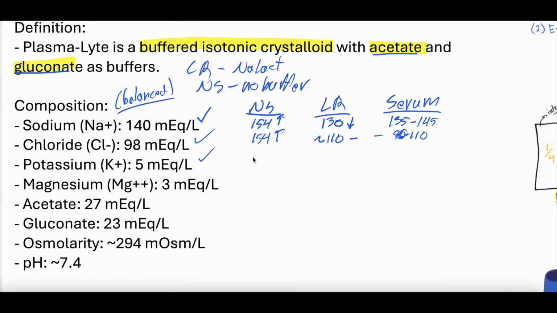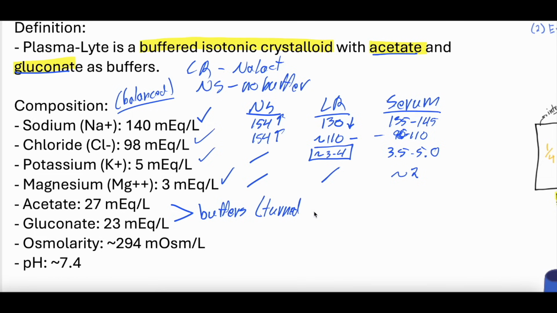Potassium is 5 milliequivalents. Normal saline does not have potassium. LR is about 3 to 4 milliequivalents of potassium. And then the serum potassium, 3 to 5.0. So on the higher end, LR has less potassium than PlasmaLyte, but still physiologic. Magnesium, 3 milliequivalents. Normal saline does not have magnesium. Lactated ringers does not have magnesium. And serum magnesium is about 2 for normal. And then you have these two buffers, acetate and gluconate, which buffer because they're turned into bicarbonate. And that is how they buffer the serum.